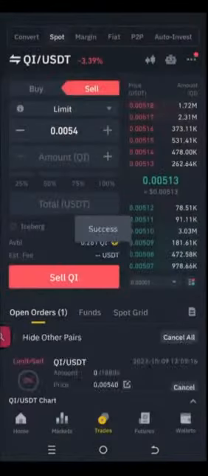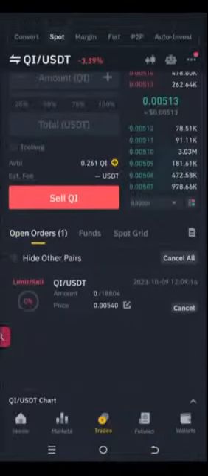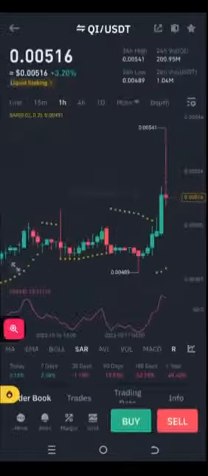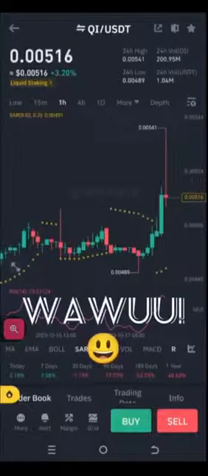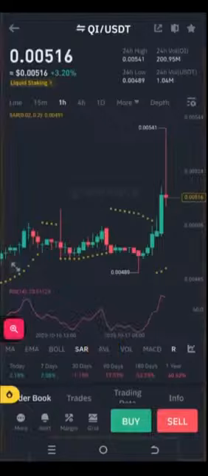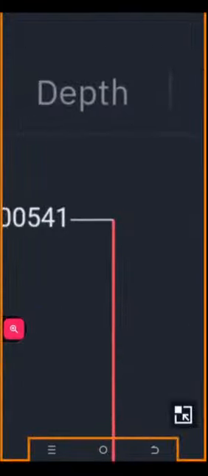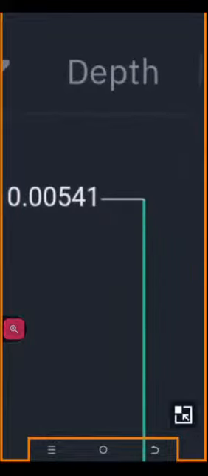Okay, so here it is. We're currently in the queue. Let's wait for it and see how long this is going to take. And I'll be back to give you the results. Take care. Wow, woo! Can you see how QIUSDT ran all the way to 0.0541?